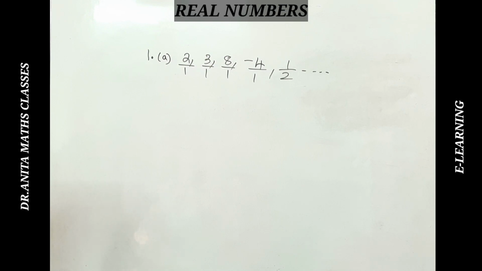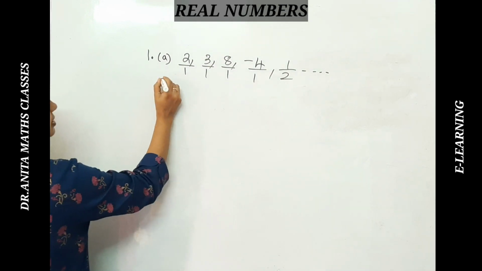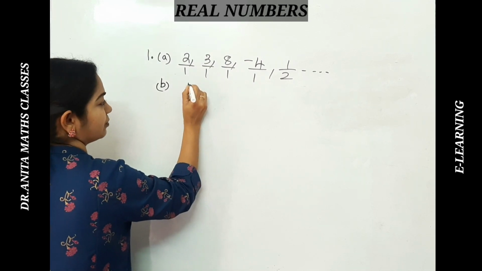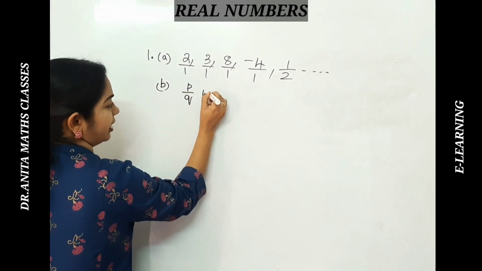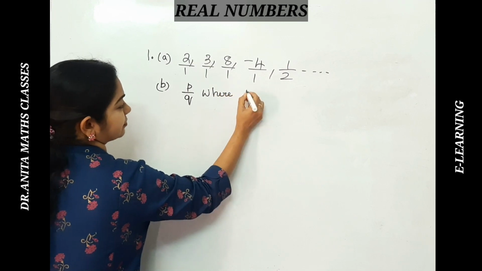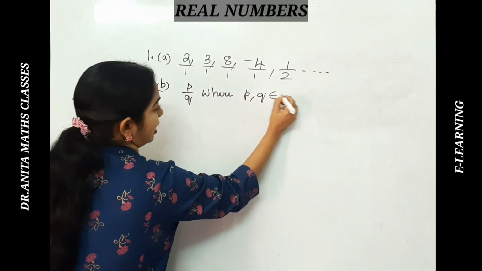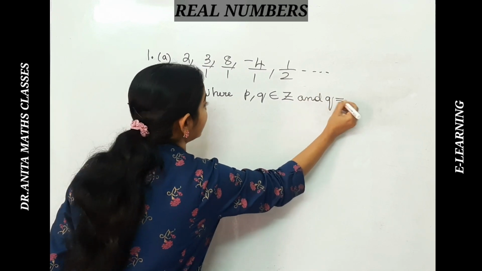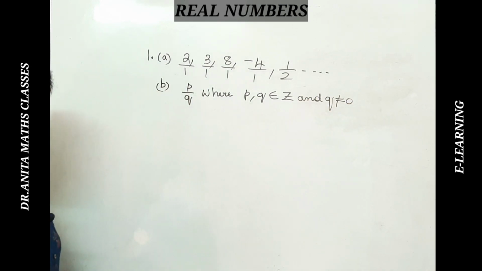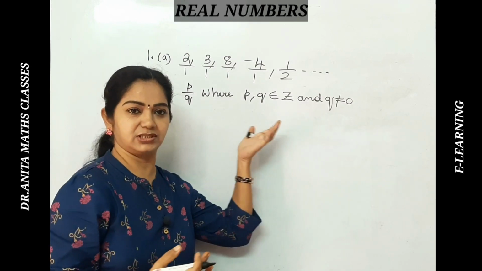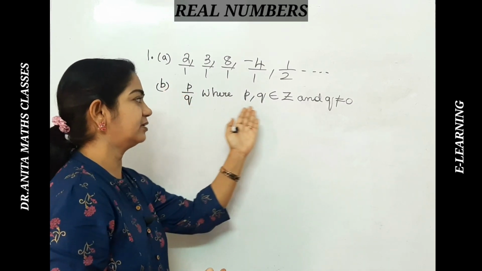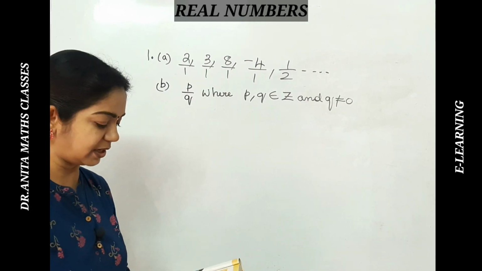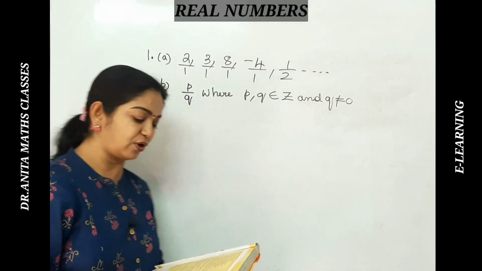Now, the second one: explain rational numbers in your own words. Rational numbers are the numbers in the form of p by q, where p and q are integers, and another condition is that q must not be equal to 0. This is the definition. They are in the form of p by q, where p and q belong to the integers and q is not equal to 0.